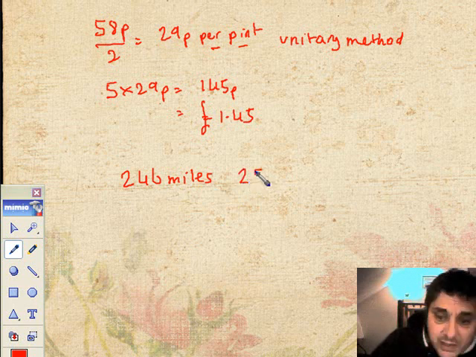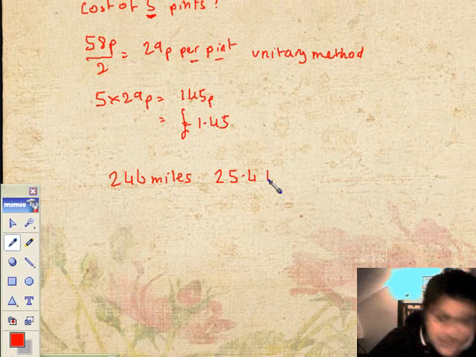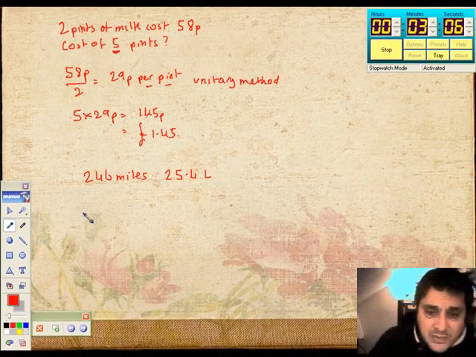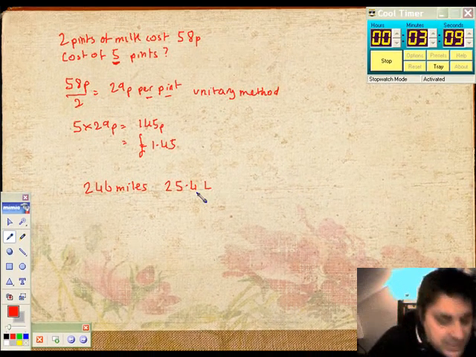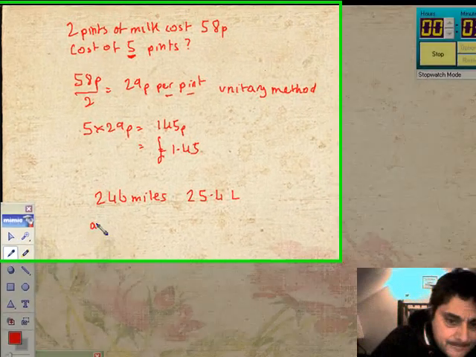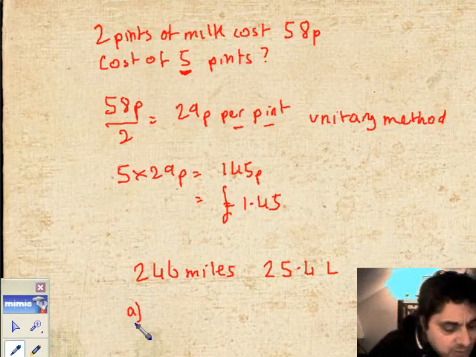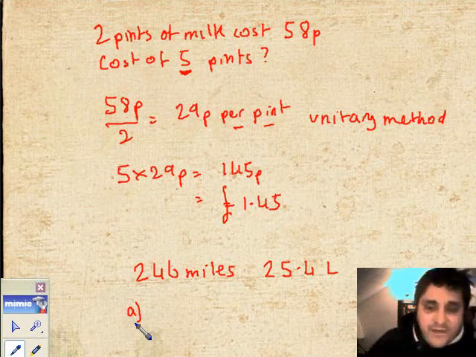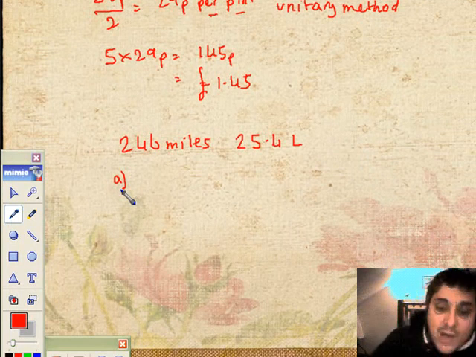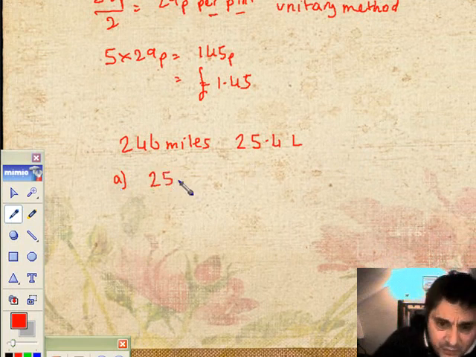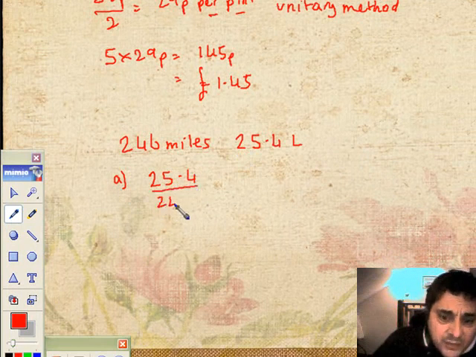Okay, Dave. And that's diesel. Alright, so that many miles required that much diesel. And question 8 says, how many litres of diesel does Dave need for a 400-mile journey? Okay then, well, let's find out what 1 mile is worth. I take my 25.4 litres and I share that amongst the 246 miles.